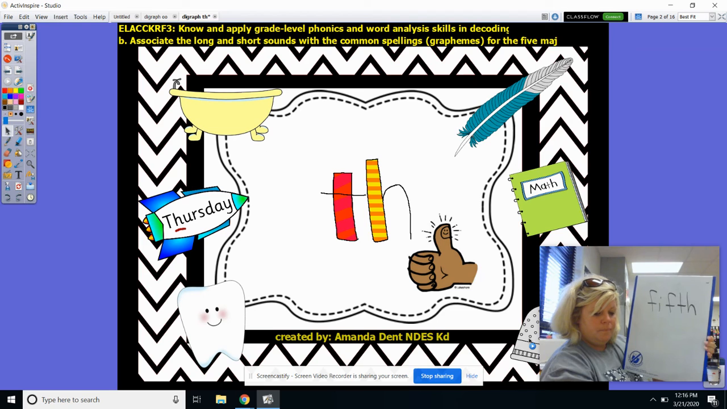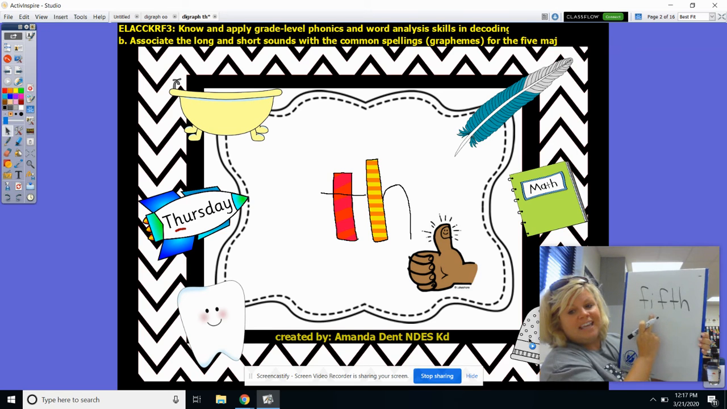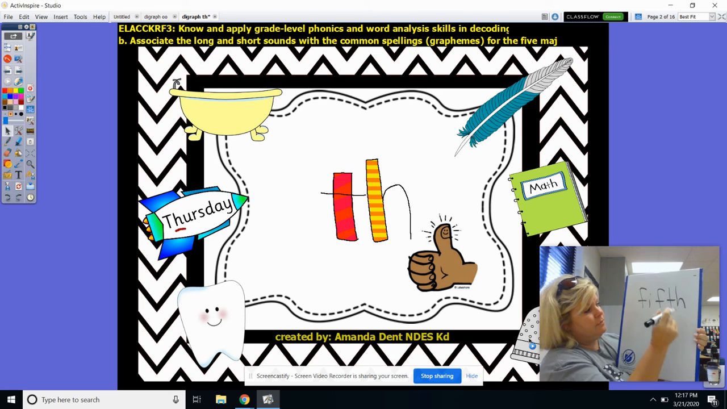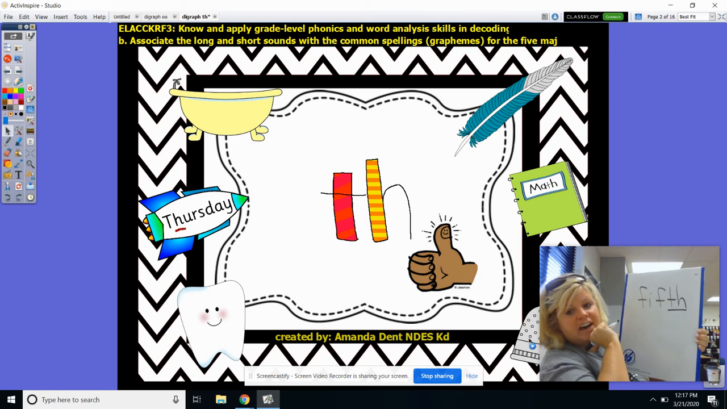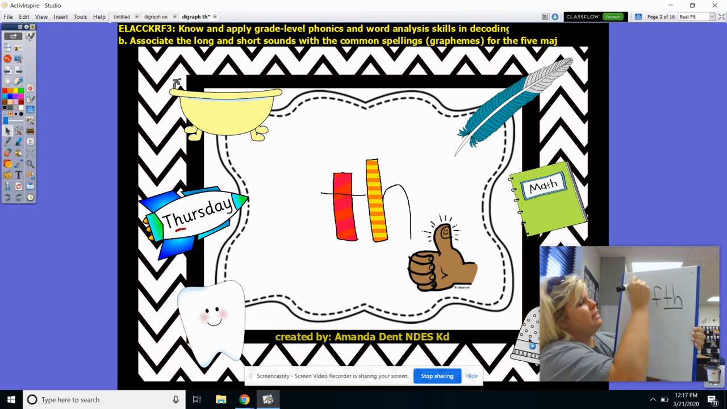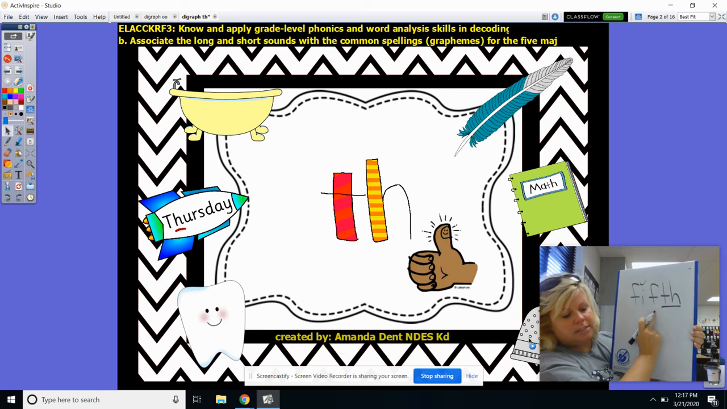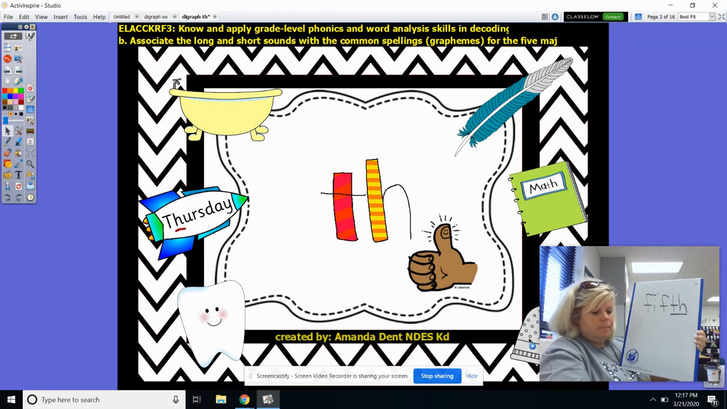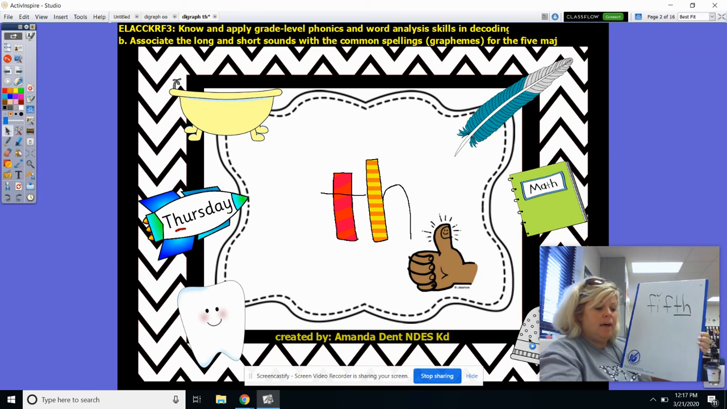Now, how are we going to code this word? Do you see a digraph TH? I do. Right here. Do you see the vowel? I. Code it with a breve because it's followed by a consonant. Fifth. Now I'm going to write a couple of sight words on our page, and we are going to read these words together.